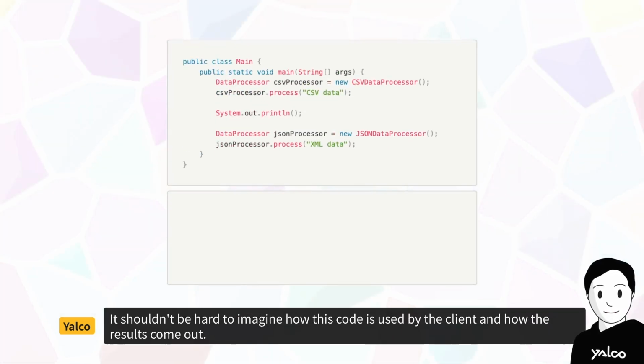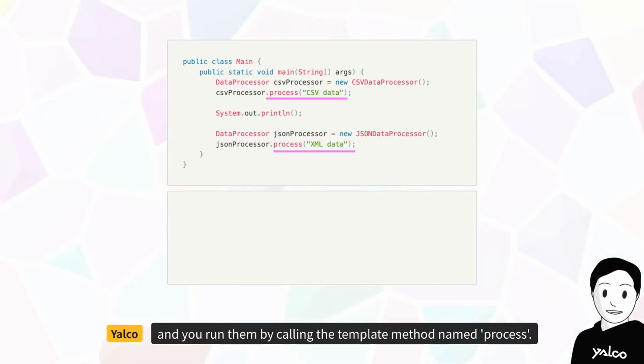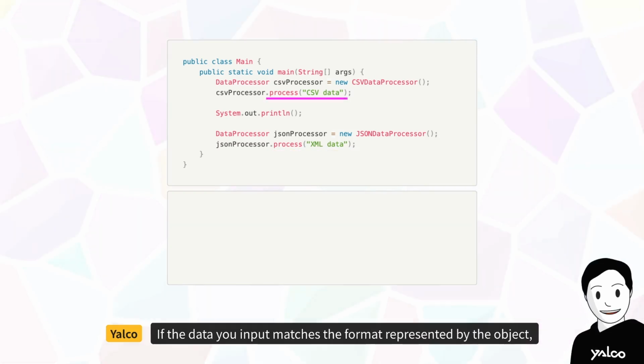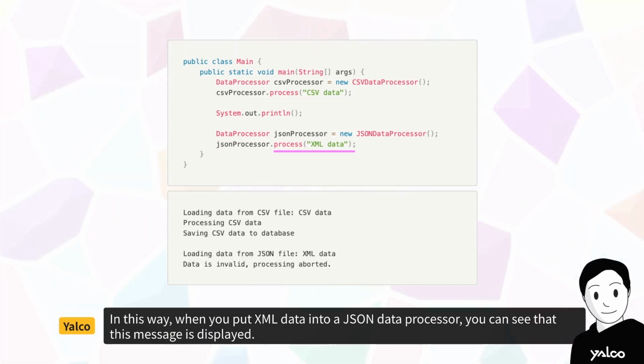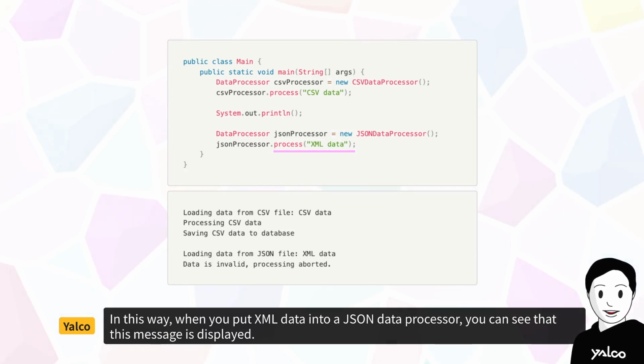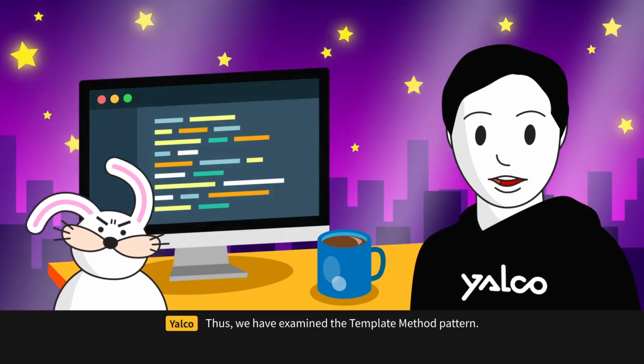It shouldn't be hard to imagine how this code is used by the client and how the results come out. Like this, you create instances of these two concrete classes and you run them by calling the template method named process. If the data you input matches the format represented by the object, all the processes are run and such a result is output. In this way, when you put XML data into a JSON data processor, you can see that this message is displayed. Thus, we have examined the template method pattern.